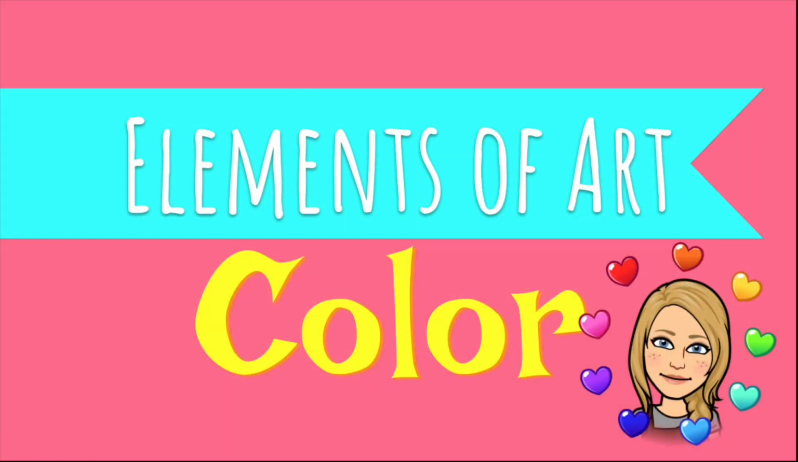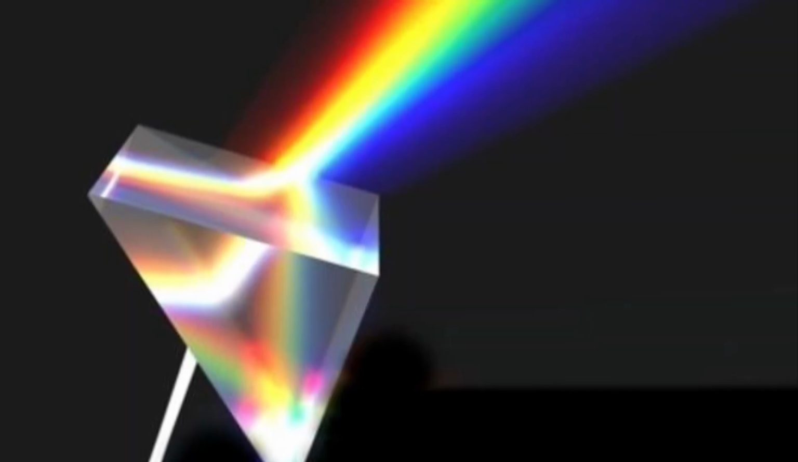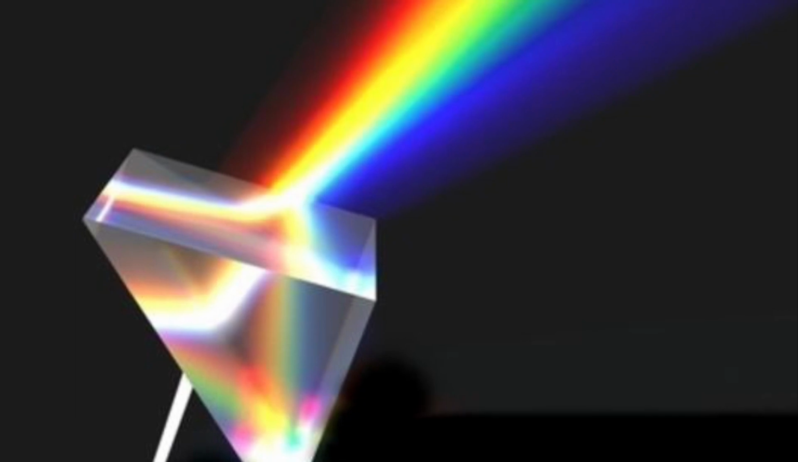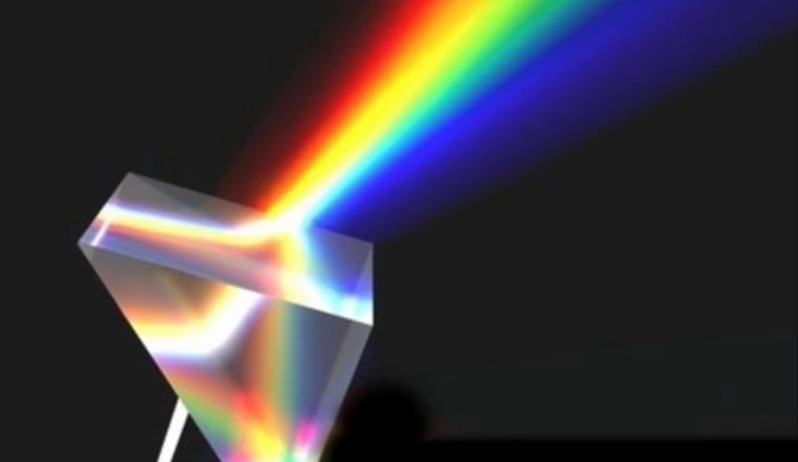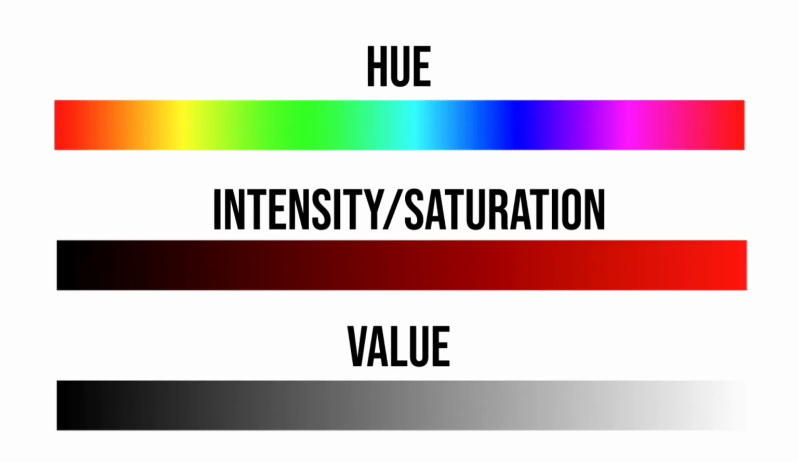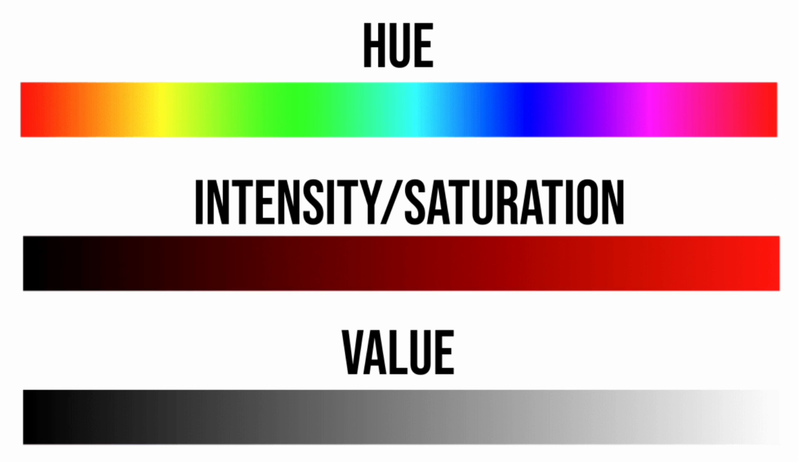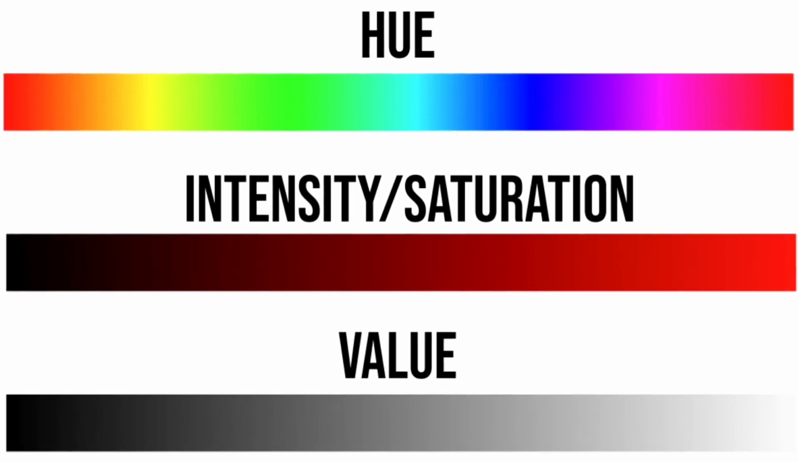Color is the element of art that involves light. It is produced when light waves strike an object and are reflected into our eyes. It consists of 3 properties: hue, intensity, and value. Hue is the color's name, such as red, yellow, or blue. Intensity is how bright or vivid a color is, and value is how light or dark the color is.